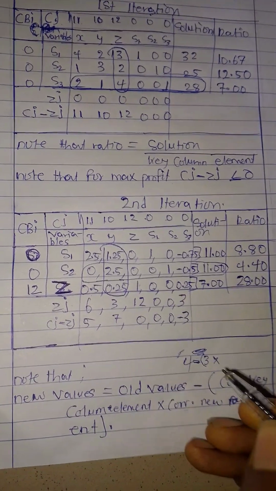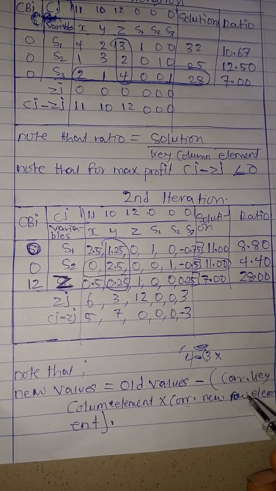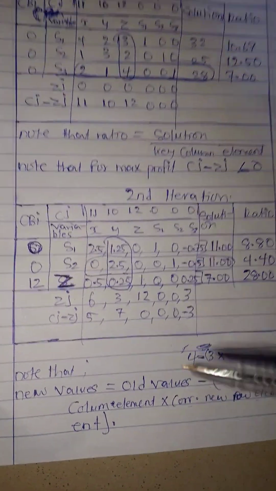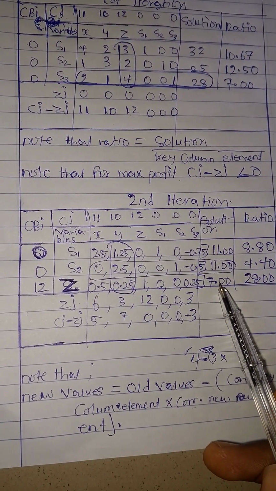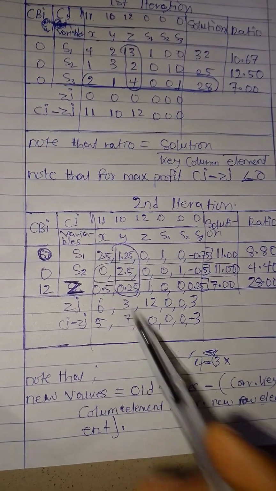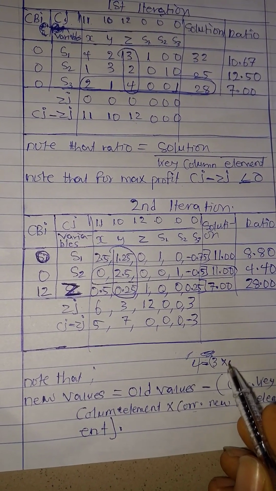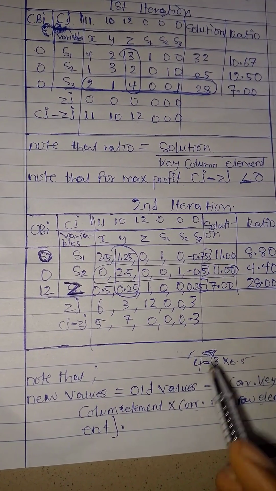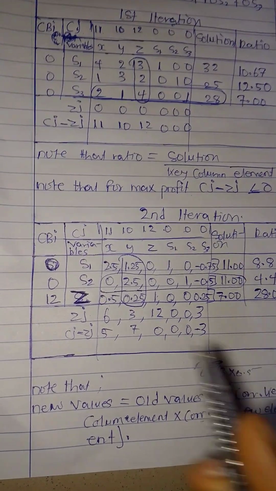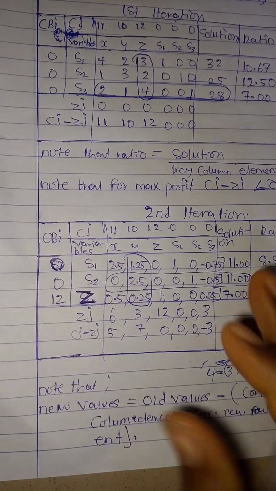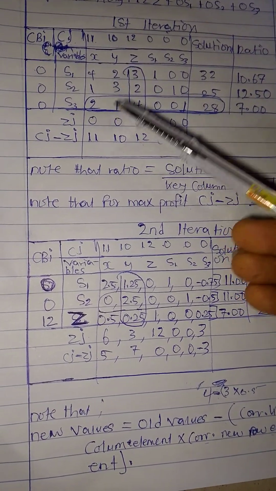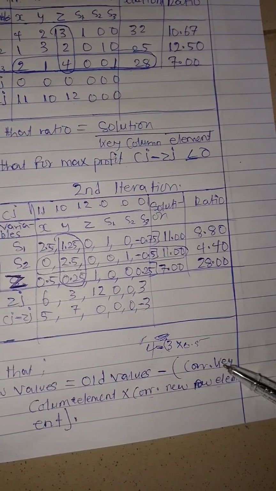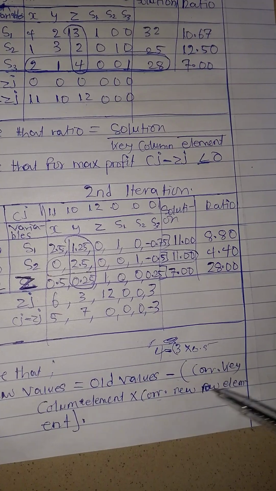3 times the corresponding new row element. The new row element you got is this one, the one you replaced. That is your new row element. So times 0.5. So if you do this and subtract it, that will give you 2.5. Okay, it's very easy. So to find new values, it is the old value minus the corresponding key column element times the corresponding new row element.